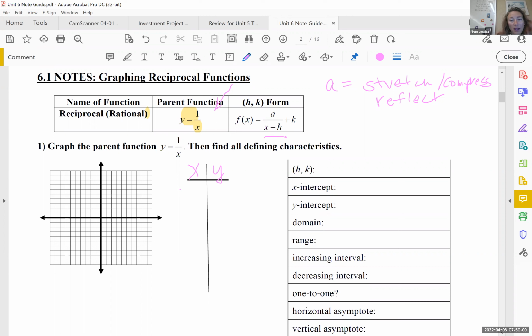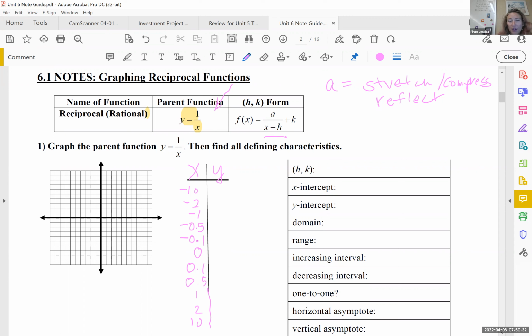I'm going to plug in -10, -2, -1, and then I'm going to plug in -0.5 and -0.1. And then I'm going to do all the positives also. So if I plug in 0, that'll be helpful. Then I'm going to have 0.1, 0.5, 1, 2, and 10. So we've got a lot of these to do. And we're plugging them in as the x value. So it's 1 divided by -10.